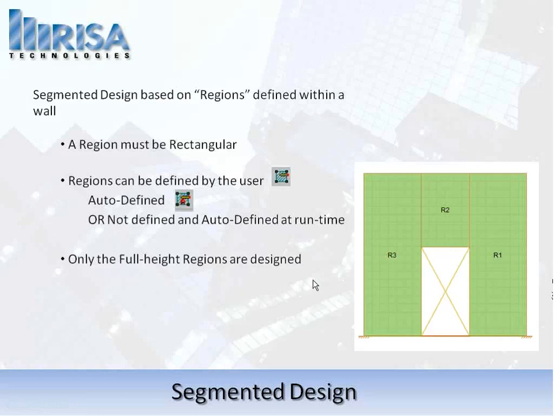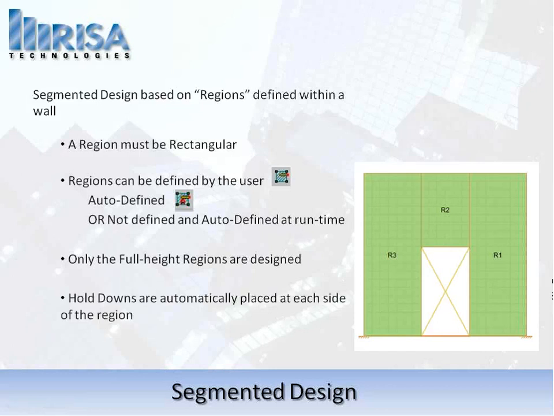In segmented, in particular, only full height regions are designed. Region 2, for example, is not a full height region. That is a region over an opening. Above and below openings, those regions are not defined. The NDS code leaves that out as a region that will not resist the lateral load, so we are not designing that. We're designing R1 and R3.